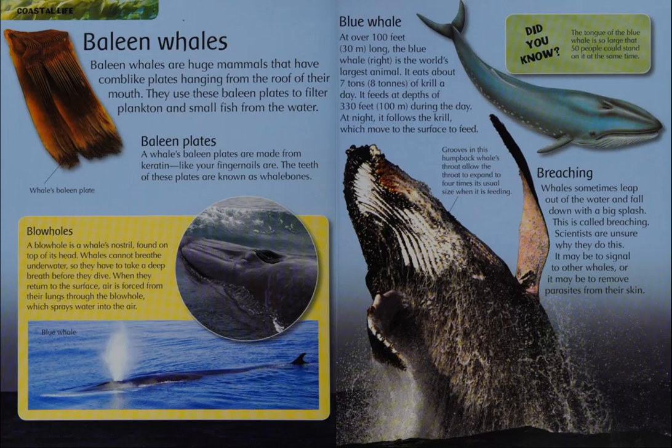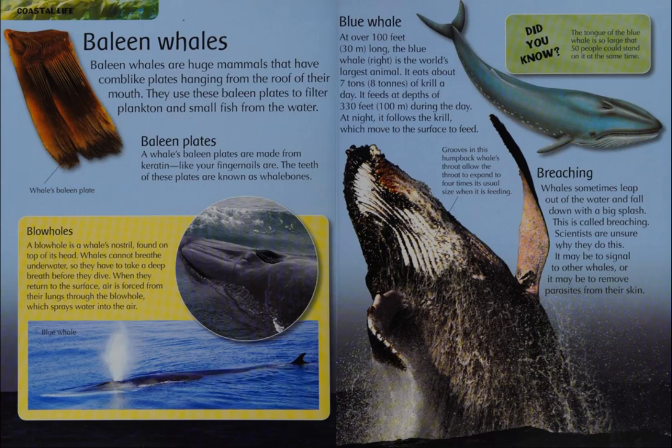Whale's baleen plate. Blowholes. A blowhole is a whale's nostril, found on top of its head. Whales cannot breathe underwater, so they have to take a deep breath before they dive. When they return to the surface, air is forced from their lungs through the blowhole, which sprays water into the air. Blue whale.